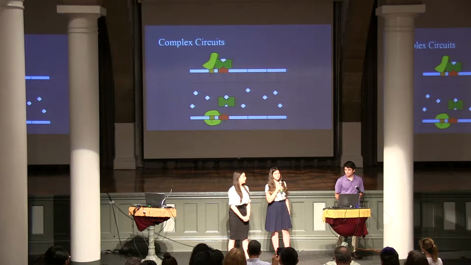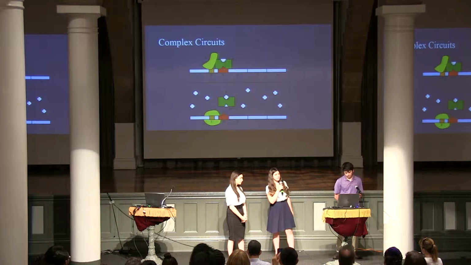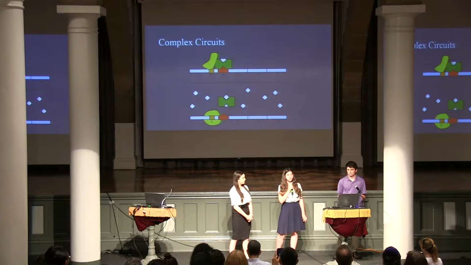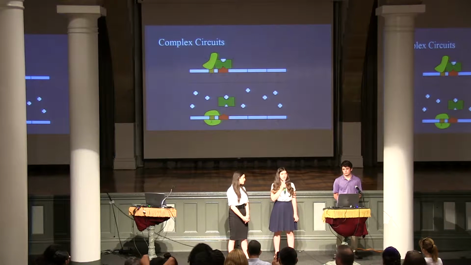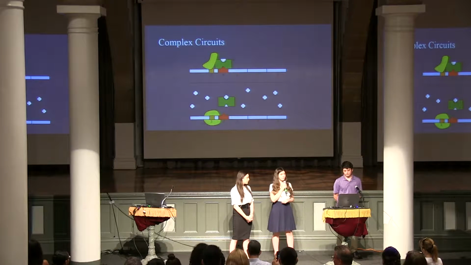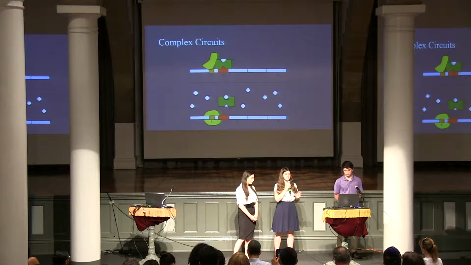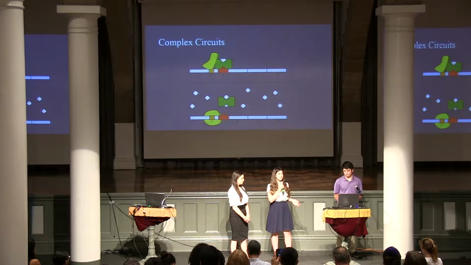So this is an example of a complex circuit with a regulatory gene. Many complex circuits have a component that's called a regulatory gene. What regulatory genes do is they create a repressor, shown by the green box. And repressors bind to the promoter or operator region, shown by the red box. This disables transcription, and so the gene you're trying to express can't be expressed.